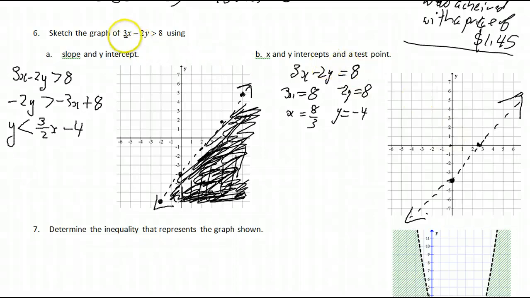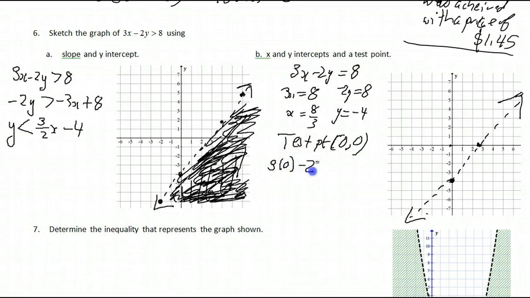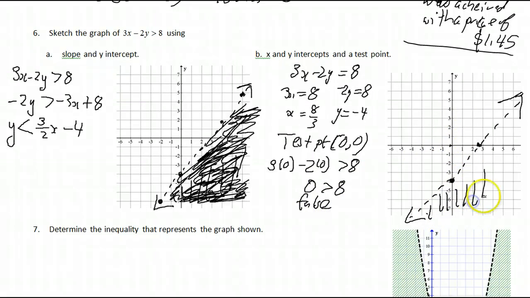Go back up here. So test point. I always like 0, 0, I mean, either it is or it isn't. So test point of 0, 0 in the inequality: 3 times 0 minus 2 times 0 is greater than 8. 0 is greater than 8. That is false. This point is not in the region. This point is above, so we must be shading below, which I'm sure comes as a huge shock to all of us.